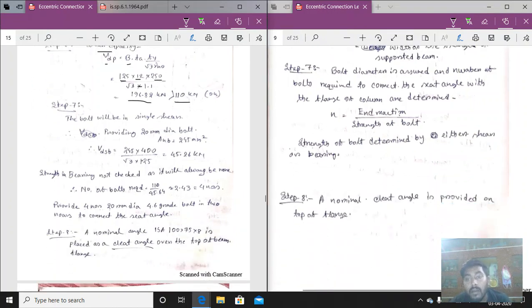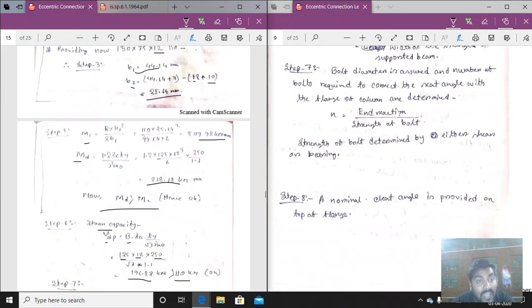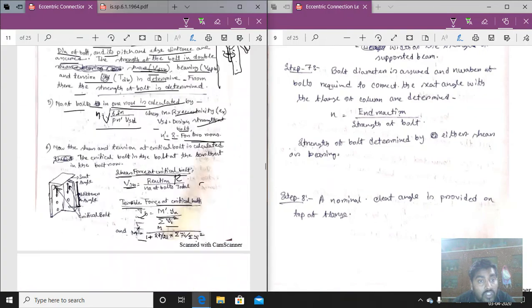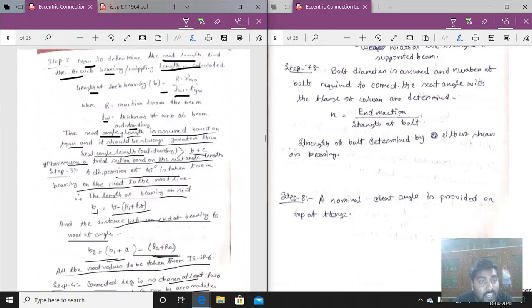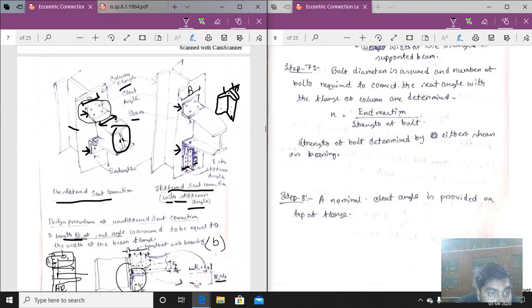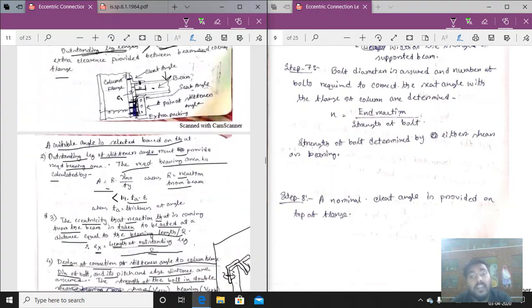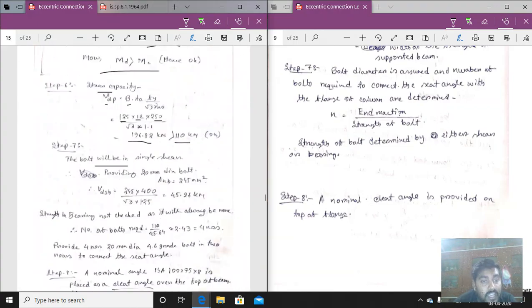Next, step number 7, design of the connection. So the bolt will be in single shear, as the connection is in single shear, because when it is an angle section, a normal angle, only a lap connection is provided, so the bolt will be in single shear. So a single shear connection will be designed here.